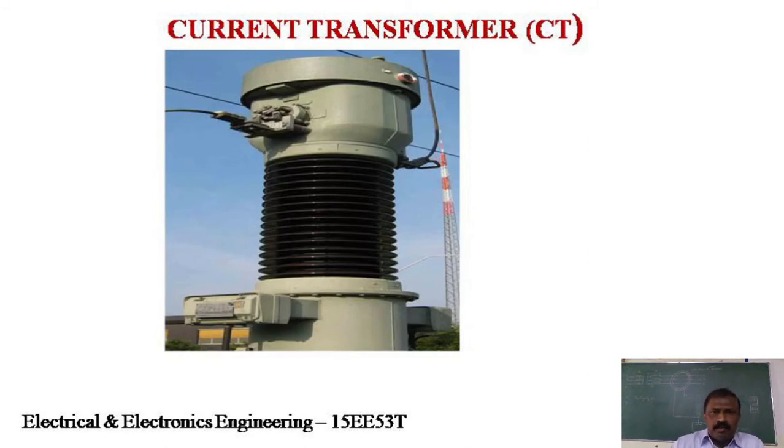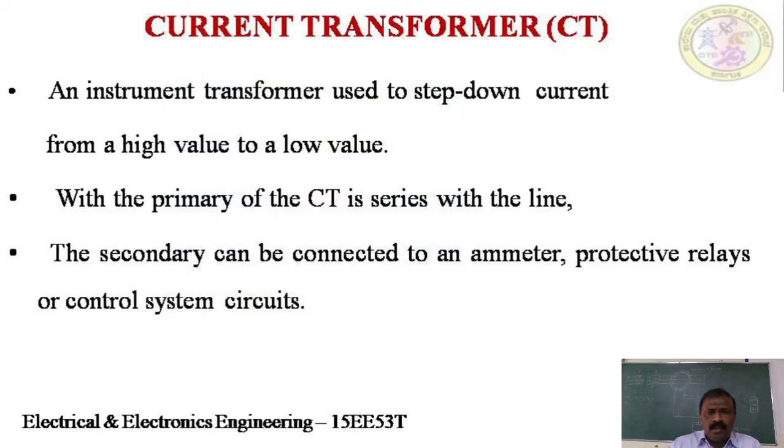The current transformer and potential transformer are generally known as instrumentation transformers. We use these two in order to measure current and voltage. First, let us see what a current transformer is, popularly known as CT. This is an instrumentation transformer used to step down the current from a high value to a low value. This is the function of the CT.